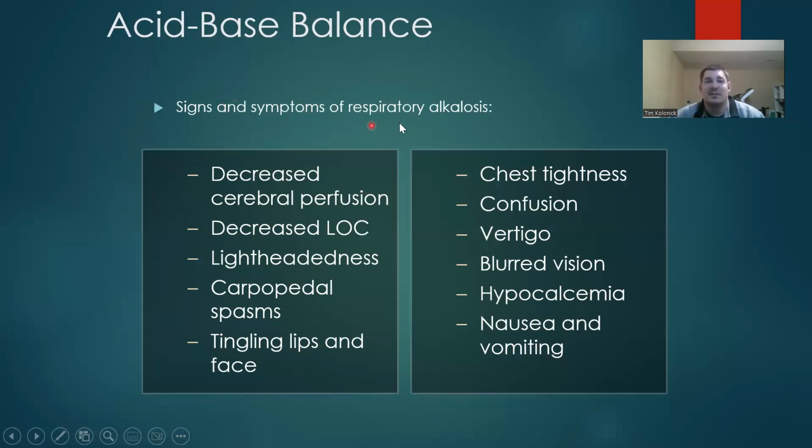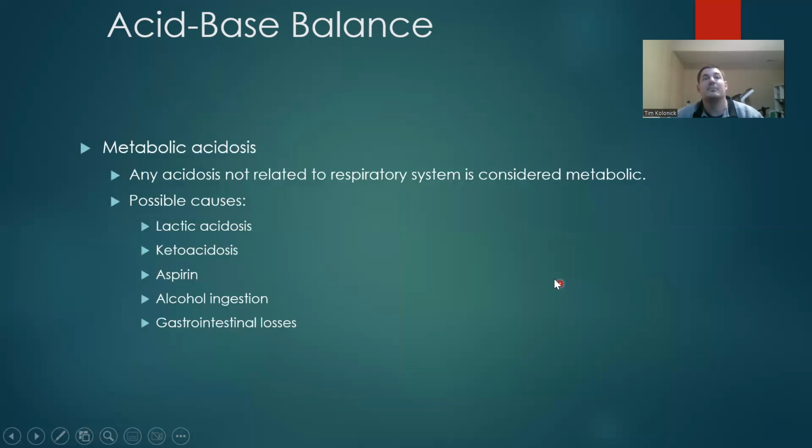So, signs and symptoms of respiratory alkalosis: decreased cerebral perfusion, decreased mental status, right? So again, mental status changes. You're going to see that with acidosis also. Lightheadedness, maybe some hand and feet spasms, tingling on the lips, chest tightness, confusion, vertigo, blurred vision, nausea, vomiting. Right? Those are all things that we might see here also if they're acidotic or alkalotic. Okay?